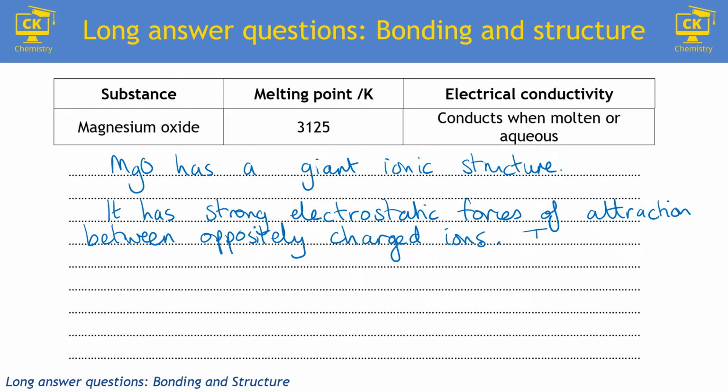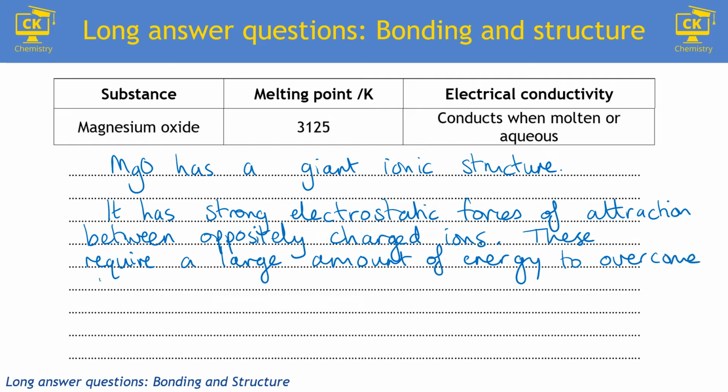And we can say, just like we did before, that these require a large amount of energy to overcome or to break the bonds. So the melting point is very high. We're going to say very, because actually it's the highest melting point there is. We could even say that these electrostatic attractions are much stronger than the metallic bonds in magnesium.